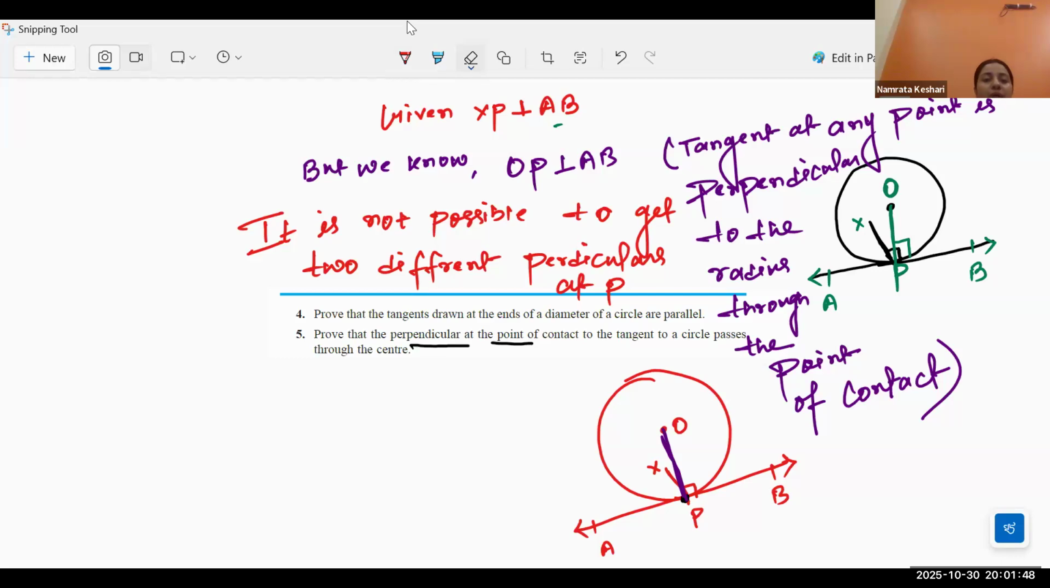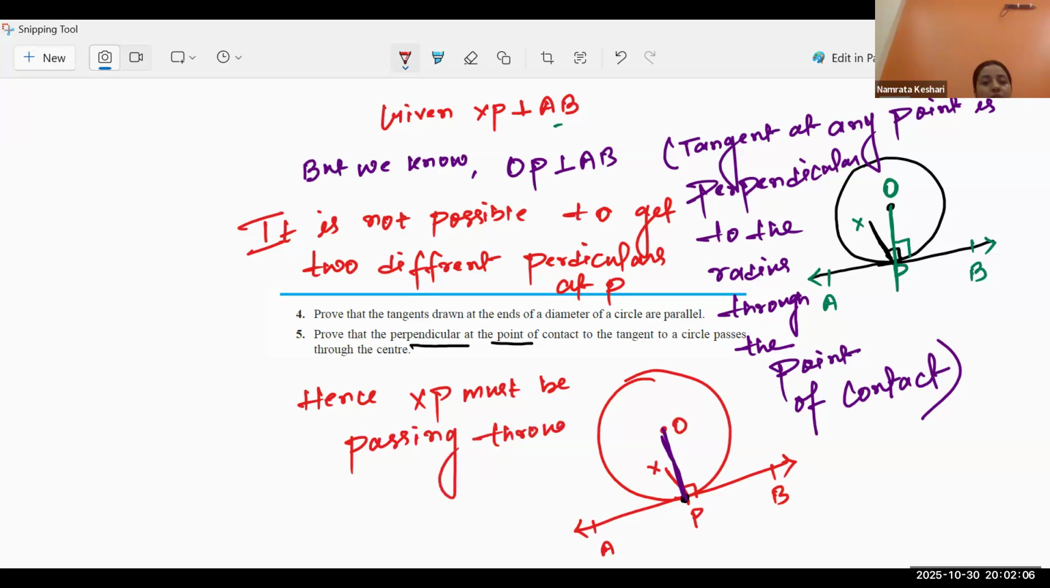Hence XP must be passing through the center of the circle, that is O. Hence XP must be passing through O. That's what we wanted to prove. Read the theorem. Prove that the perpendicular at the point of contact to the tangent to a circle passes through the center. And now we are done with the proof.